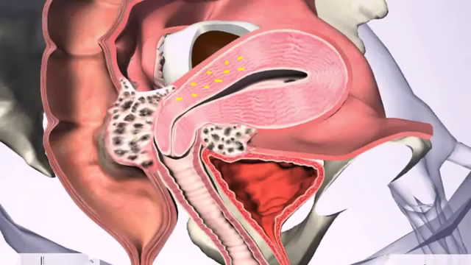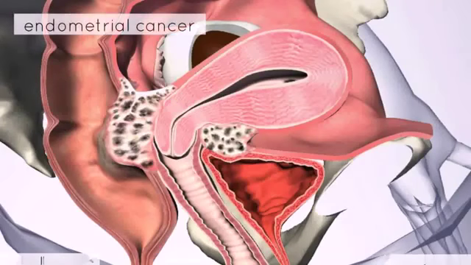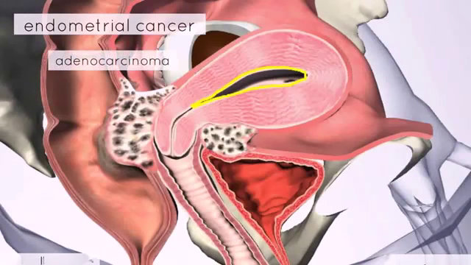So finally, just to mention a malignant condition. Endometrial cancer, which is cancer of the endometrium, is the most common malignancy of the female reproductive tract. It's mostly adenocarcinoma, and it is an estrogen-dependent tumour.